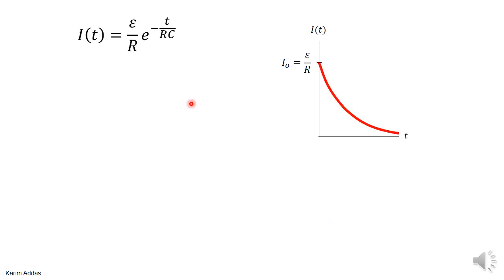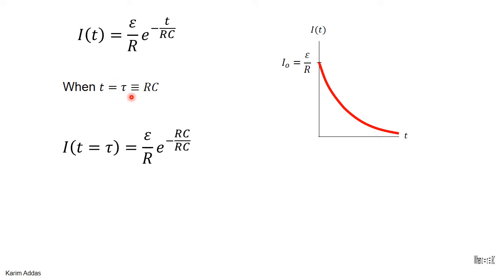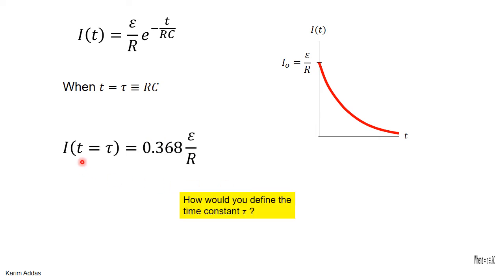You can also define tau for the current. So when the current decreases with time, we can do the same thing. Let's put tau equal to R times C and see what the current becomes at time equal to R times C. When you put time equal to R times C, you get e to the minus 1. E to the minus 1, when you calculate the value of it, turns out to be 0.368. That means that when you put time equal to tau, the current becomes 0.368 of the maximum value it had.